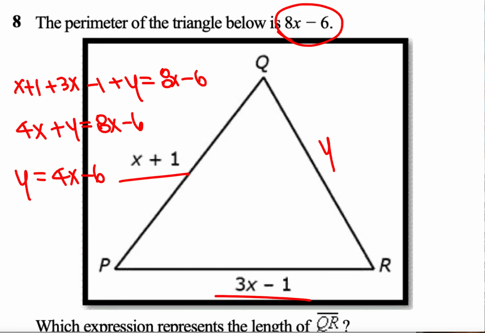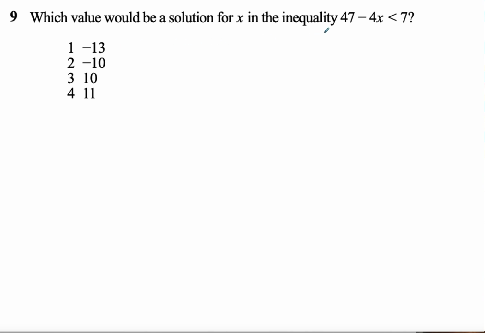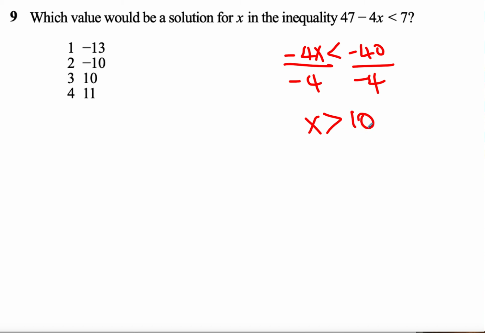Alrighty, let's move on to the next problem, number 9. We're looking for the solution here, so I'm going to subtract 47 first. Then we get negative 4x is less than negative 40, because 7 minus 47 becomes negative 40. Now I want to get rid of negative 4, so I'm going to divide by negative 4. Then x has to be greater, because when you divide or multiply by a negative number, you have to switch the sign. So x has to be greater than 10. Only possible answer would be 11, which is choice 4.